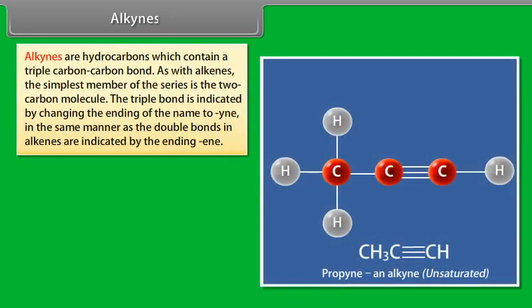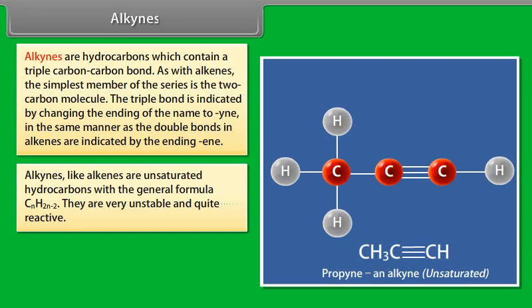Alkynes. Alkynes are hydrocarbons which contain a triple carbon-carbon bond. As with alkenes, the simplest member of the series is a 2-carbon molecule. The triple bond is indicated by changing the ending of the name to -yne, in the same manner as the double bonds in alkenes are indicated by the ending -ene.